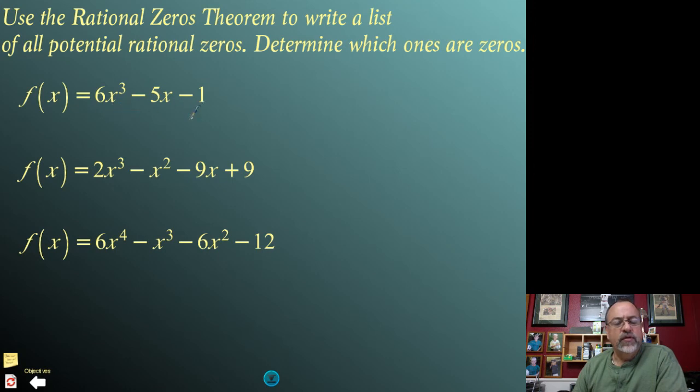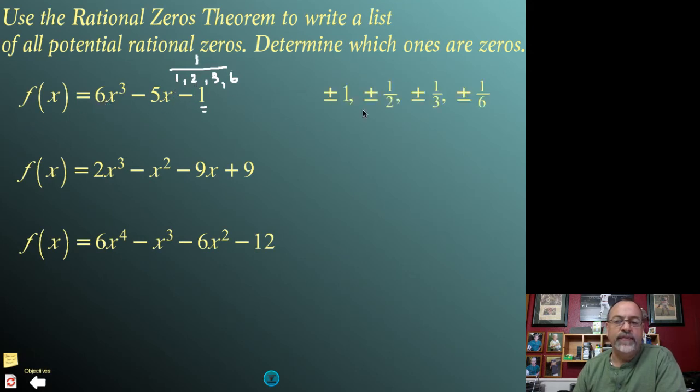It is in standard form, so I want to take the factors of my constant. My constant here is 1. The only factor of 1 is 1. Over, and then I take the factors of my leading coefficient. The factors of 6 are 1, 2, 3, and 6. And again, factors are numbers that divide evenly into 6. Now we use these to make our list by taking each factor of the numerator and placing it over each factor in the denominator.